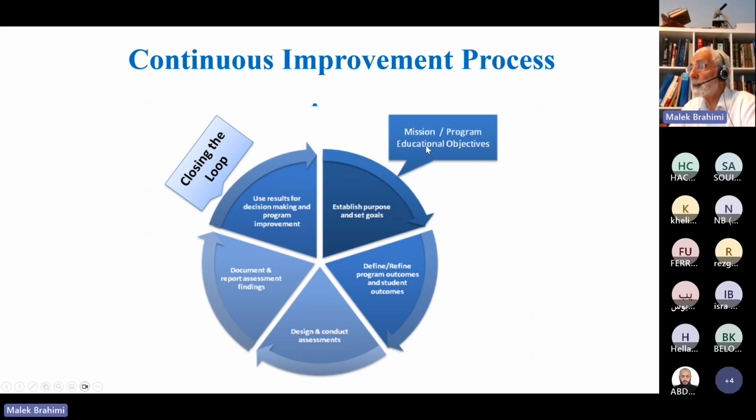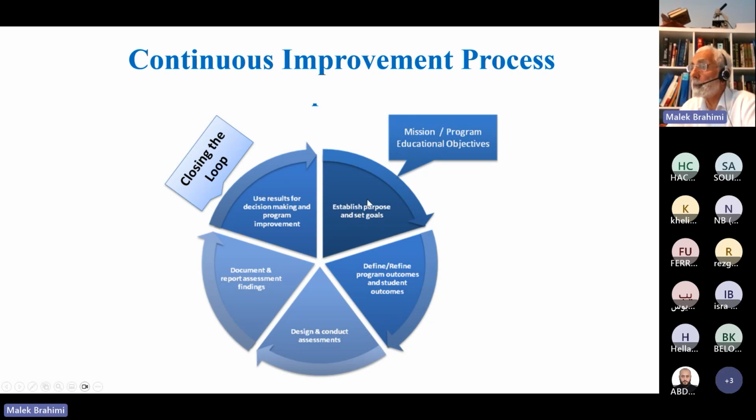And also program educational objectives: your objective in your program. For example, you are following a mechanical engineering technology program. What's your objective? What do you want to be? What do you want to reach? What do you want to get? So you establish the purpose and set the goals of the program.